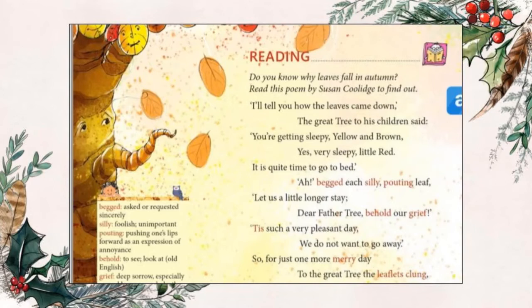They don't want to go away from their father tree. The leaves hold on tightly to the tree and request their father to allow them to enjoy one more happy day. Here, 'tis such a very pleasant day. 'Tis is a contraction of 'it is'. So what they are asking is, it is a very pleasant day. They don't want to go away. They need to enjoy one more happy day.